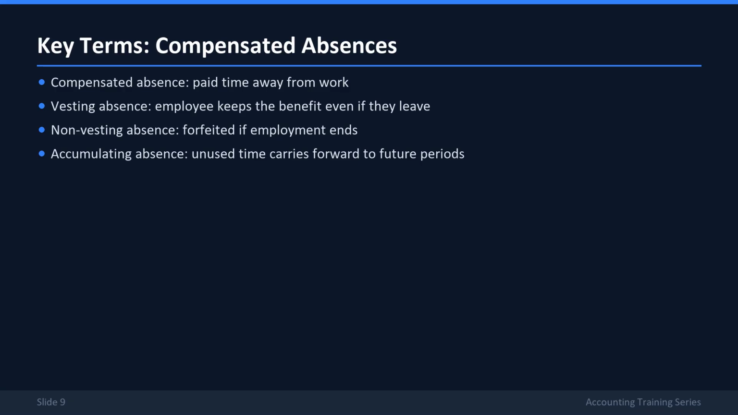A compensated absence is any period during which an employee is away from work but still receives pay. Compensated absences are classified in two important ways. A vesting absence is one where the employee retains the right to the benefit regardless of whether employment continues. A non-vesting absence is forfeited if the employee leaves. An accumulating absence is one where unused time carries forward into future periods if not used in the current period. These distinctions determine whether accrual is required.